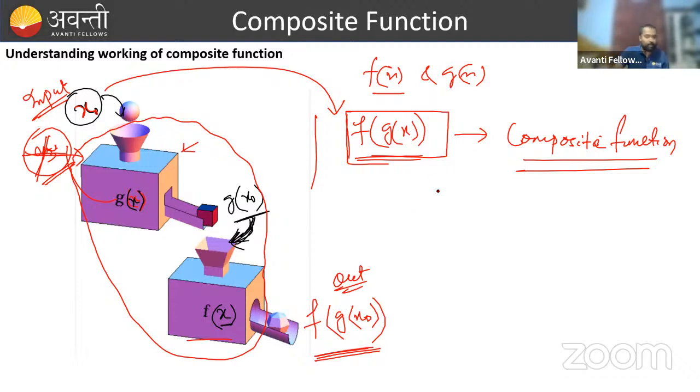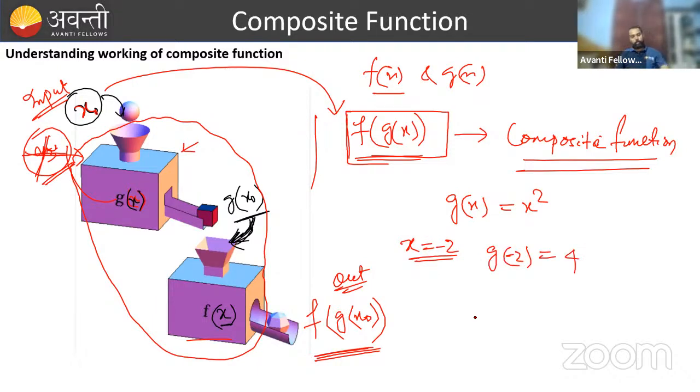Suppose my function is g of x, I'm taking this as x square, okay? So I'm giving one input, suppose x is equal to -2. So g of -2 will give you 4, yes or no? 4. Now I'm taking another function f of x, which is 2x minus 3, right? 2x minus 3. So what will we get when we give the input 4 to f of x?